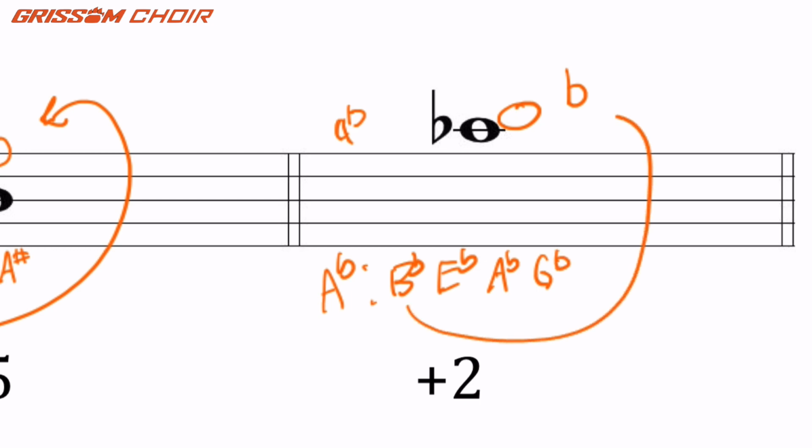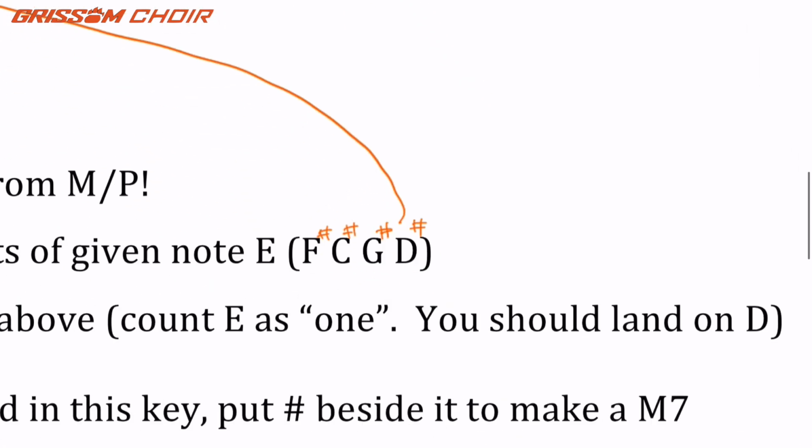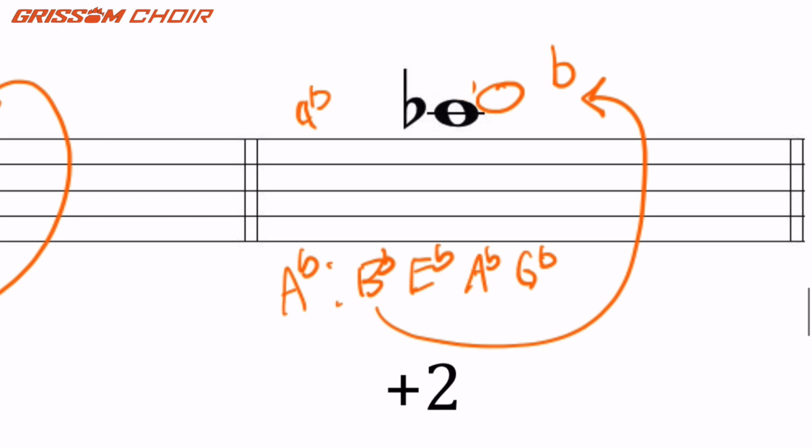B flat is in the key of A flat major, so we would have to put a flat symbol next to it to make it a major second. But using this chart, the major second goes up a half step to find the augmented interval, so we would erase that flat symbol and put a natural sign next to it, because if we raise a flat up by a half step, it would then make it natural. An augmented second above A flat is B natural.